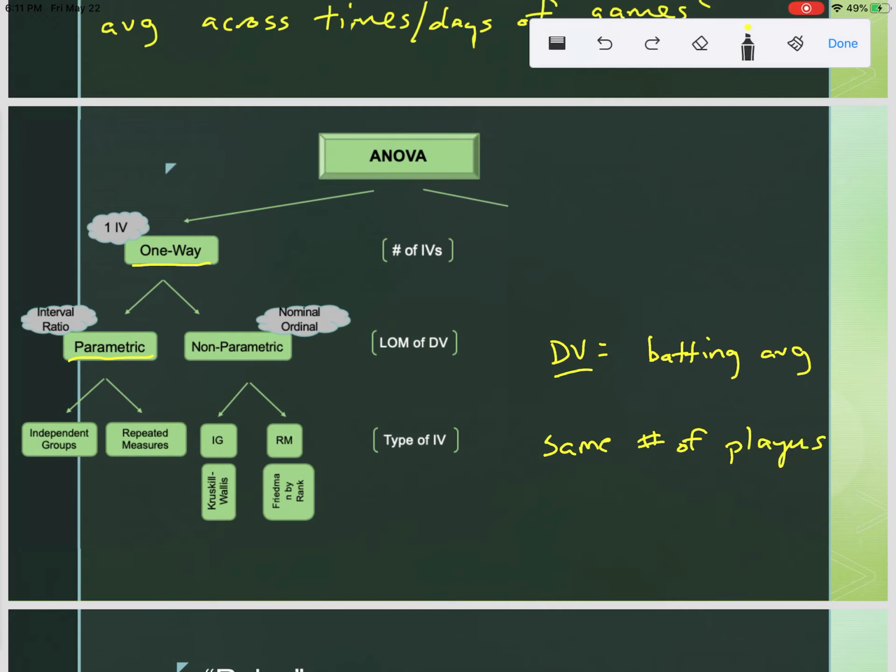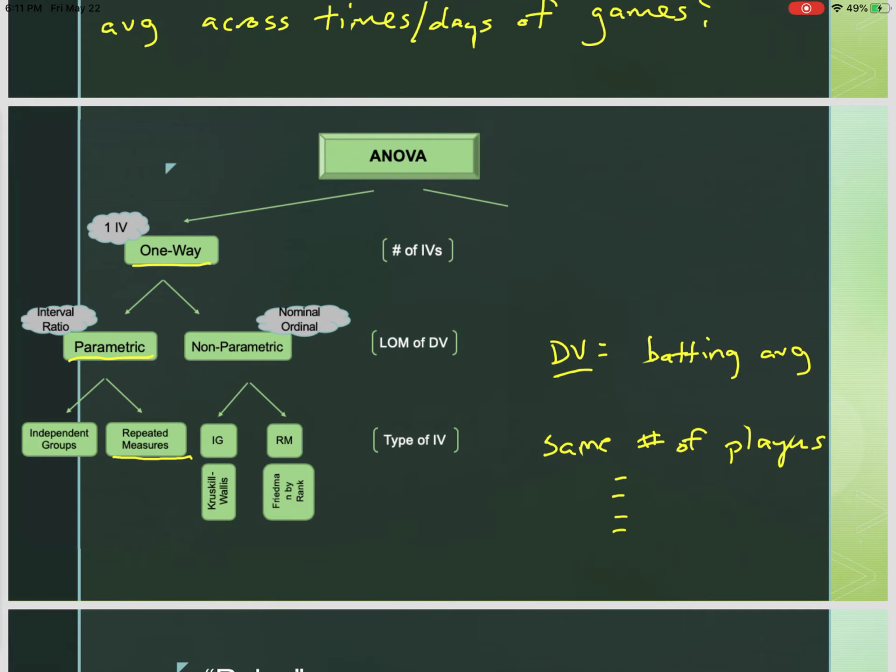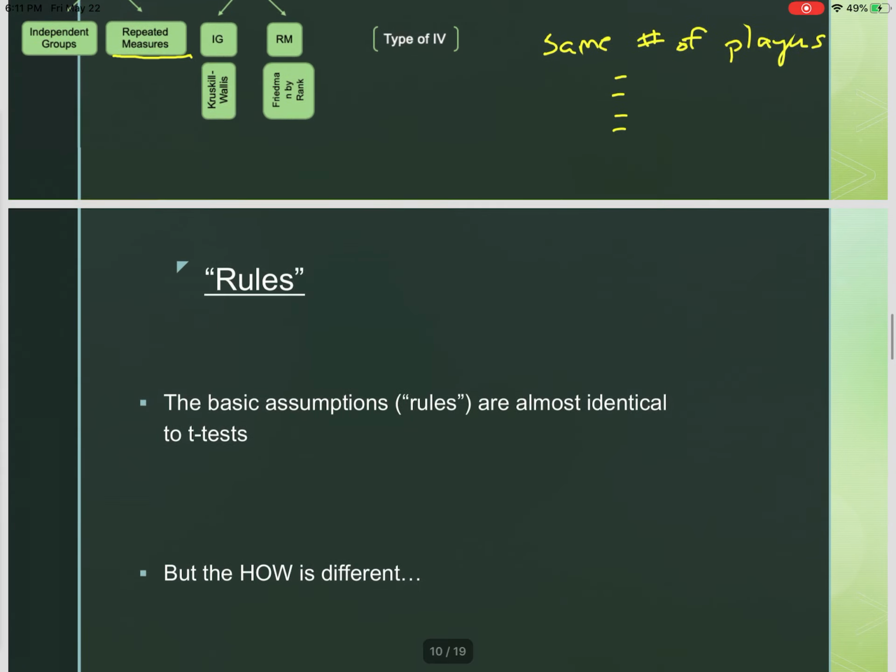And I would measure the batting average of these players over those 4 periods of time. So this would be a repeated measures design, if I measured the same group over and over and over again. Okay, so don't forget the basics.